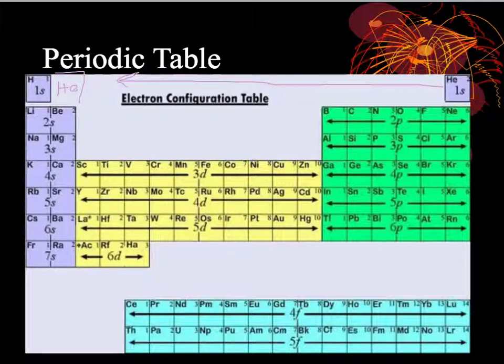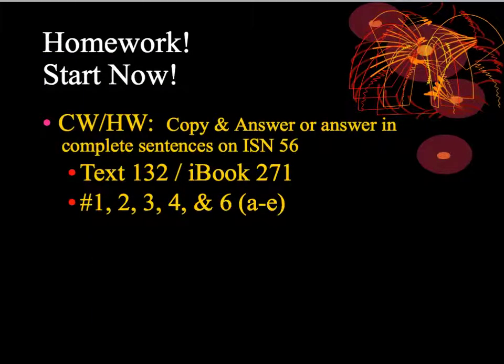Let me go ahead and show you what your classwork homework is, and then as soon as you're finished copying notes, remember you can go back and rewind and rewatch if you need to. So the homework, which I would start on right now, you're going to copy and answer the questions in complete sentences. They're going on ISN 56. Hopefully you got your notes on 57. If you're using a textbook, it's on page 132. If you've got an iBook, it's on page 271. You're answering questions 1, 2, 3, 4, skip 5, but you're doing number 6. And number 6 is part A through E. So it's 5 problems, just not number 5.